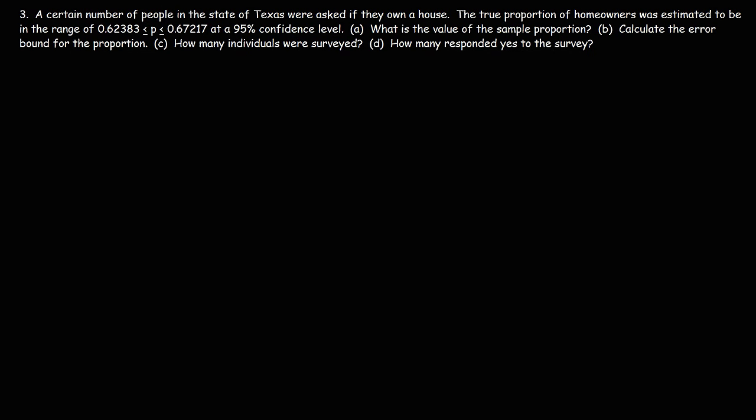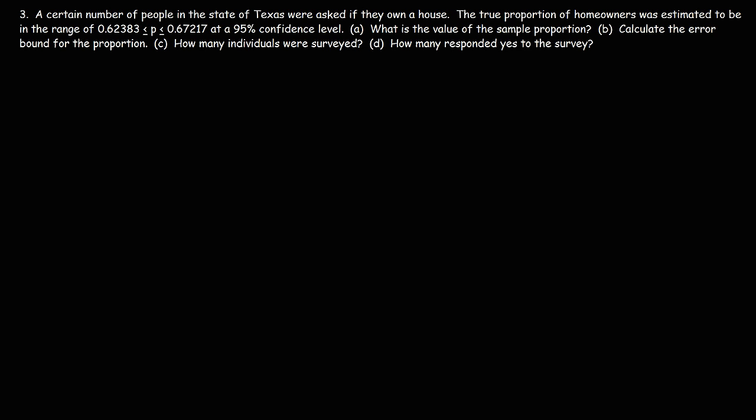Number 3, a certain number of people in the state of Texas were asked if they own a house. The true proportion of homeowners was estimated to be in the range of 0.62383 and 0.67217 at a 95% confidence level. Part A. What is the value of the sample proportion?